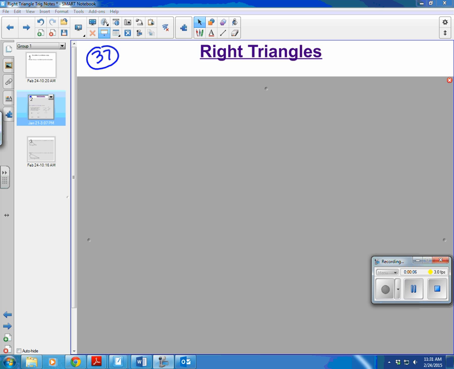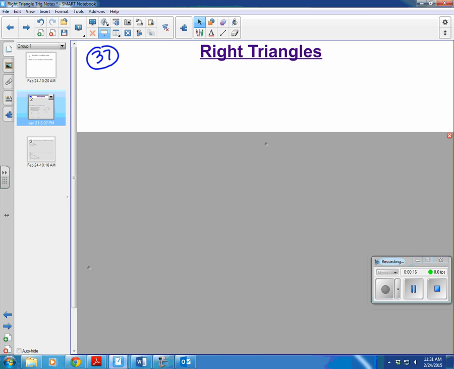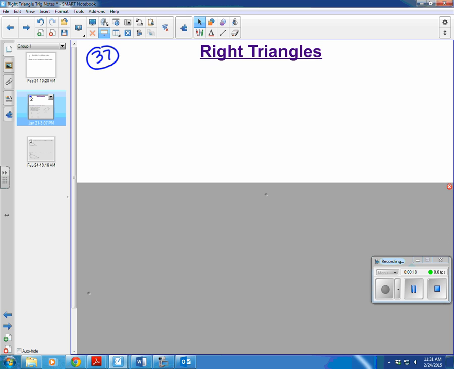So tell me what you guys know about right triangles. What do you know? They have a 90-degree angle. Okay, they have a 90-degree angle. Obviously, that's what makes them a right triangle. Do you know anything else? Yes, that is true.